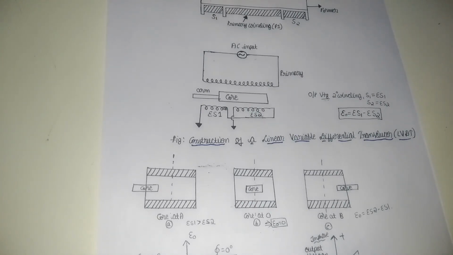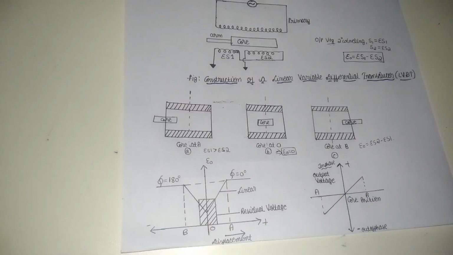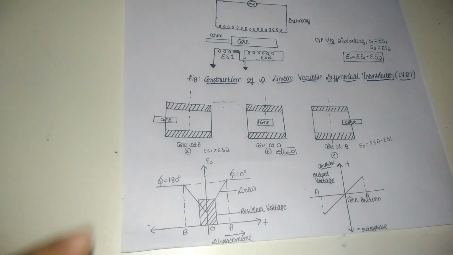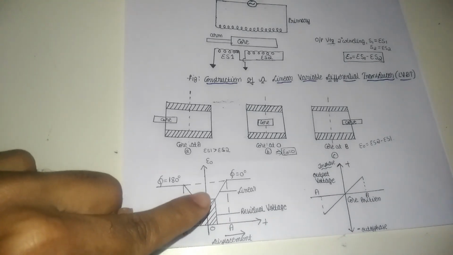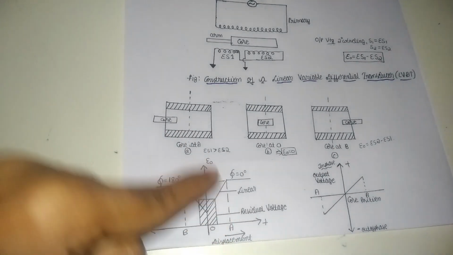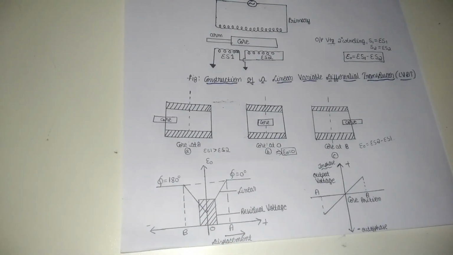And this is all about LVDT. Here we can see the various positions of the LVDT in which it works, which I have already explained. This graph shows the variation of output voltage versus displacement. The various parameters are given here, and these graphs are very helpful from the exam point of view also.